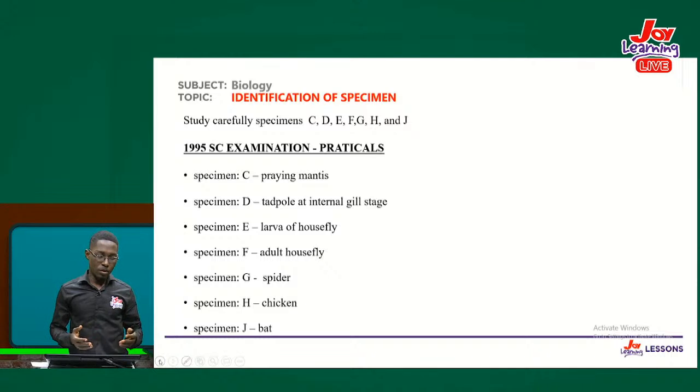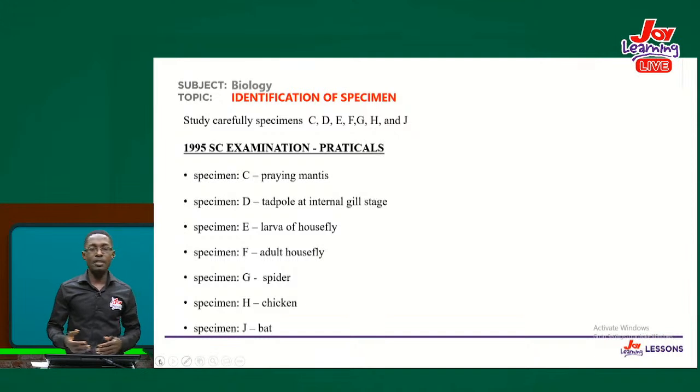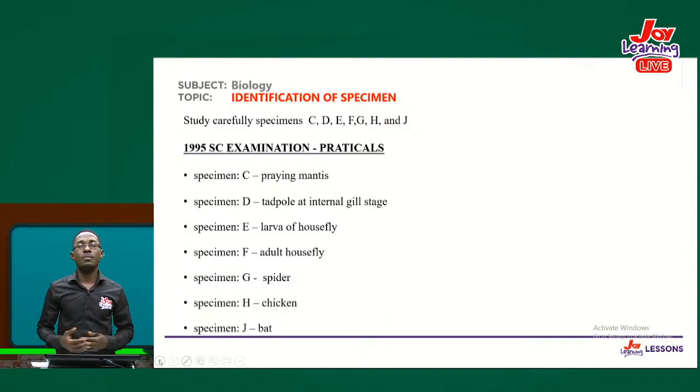Just study it well. So on your screen you have, let's say, specimen C, a praying mantis, D, a tadpole at internal gill stage, a larva of a housefly, an adult housefly, a spider, a chicken, and a bat. We assume this was in your room. As we go along, on each slide I'll change the organism so that we have perspective on more organisms. So you just study it. They didn't say do anything. Just study it.